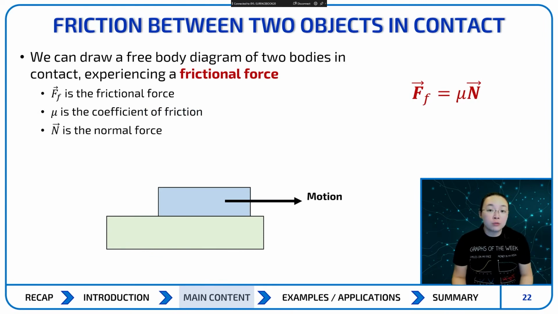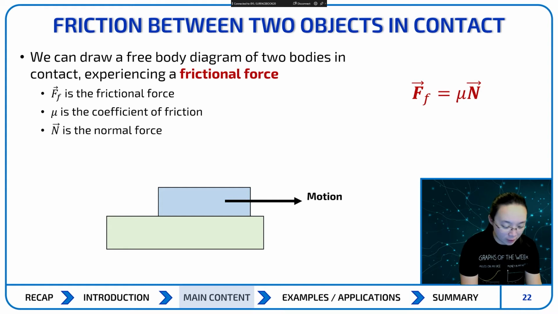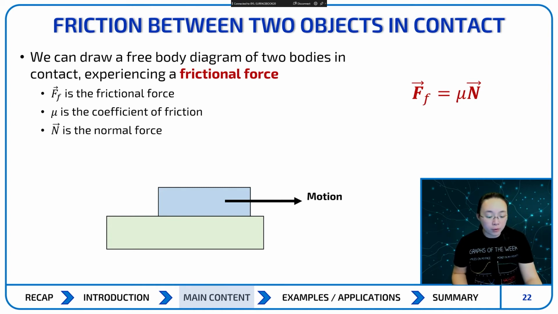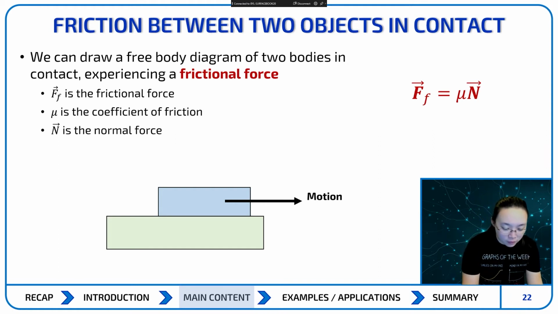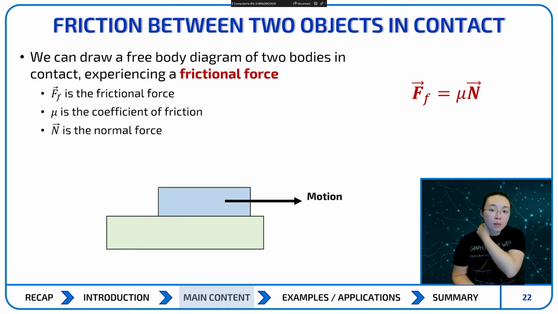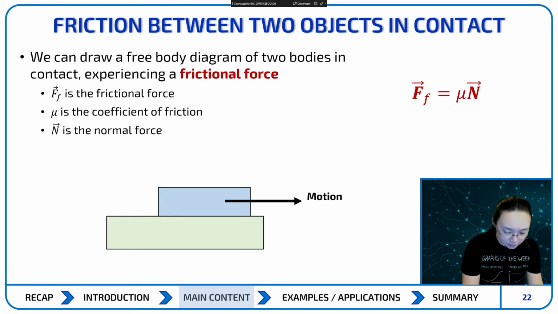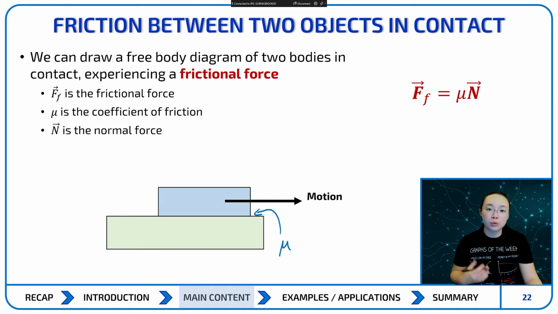Now, for friction between two objects in contact, good to be able to label everything. So we can draw a free body diagram of two bodies that are in contact and experiencing a frictional force. The first thing is I have the green object below and the blue object above. They're in contact, and I'll just say that over here, they're experiencing some sort of friction based on a coefficient of friction represented by mu.